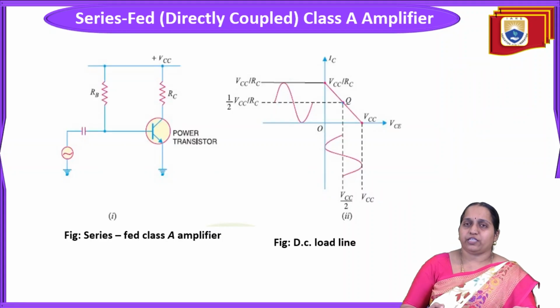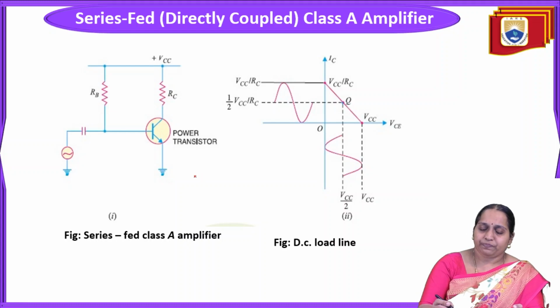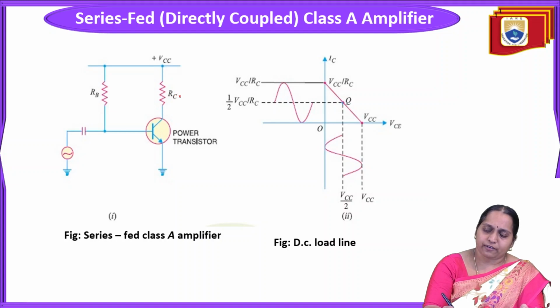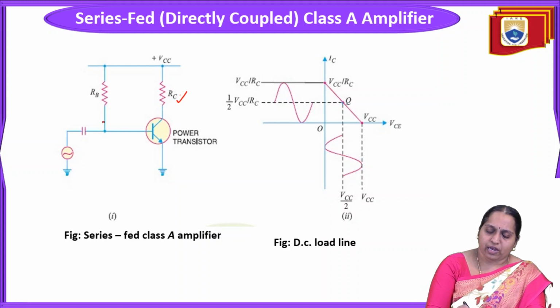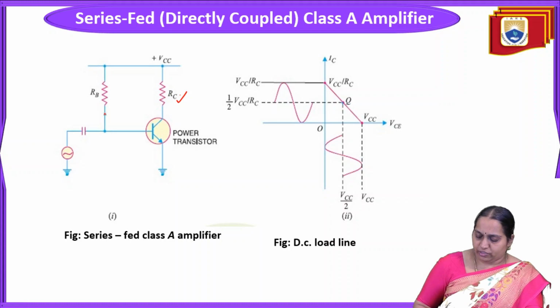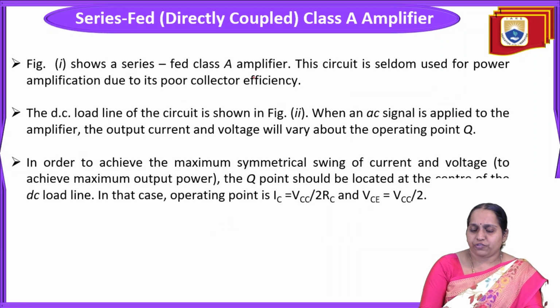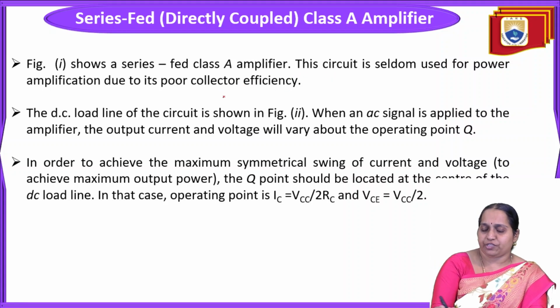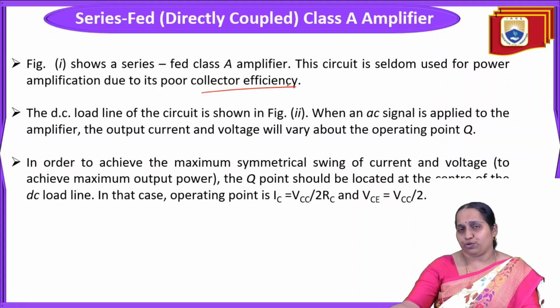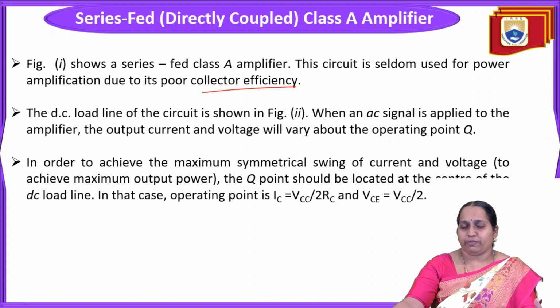Okay. So this is a circuit diagram of series fed class A power amplifier. If you see here, you are just connecting this RC. That is, RC is nothing but RL here. Okay. It is connected in series with VCC. And you have one base resistor RB connected to VCC. See here. Shows a series fed class A amplifier. Circuit is seldom used for power amplification due to its poor collector efficiency. As we have seen in the table earlier also, it has got very low efficiency compared to all other power amplifiers. So what it is very rarely used for power amplification.